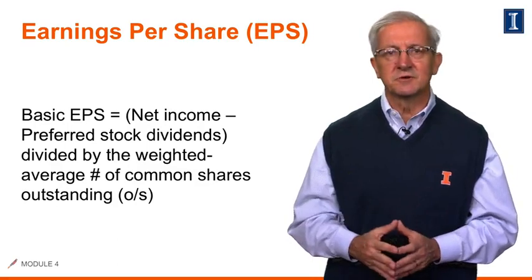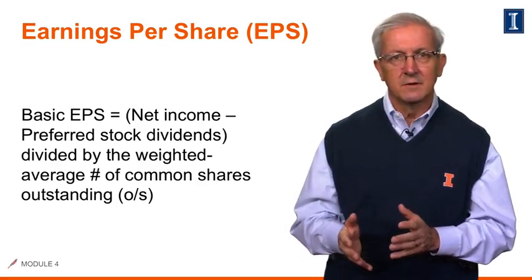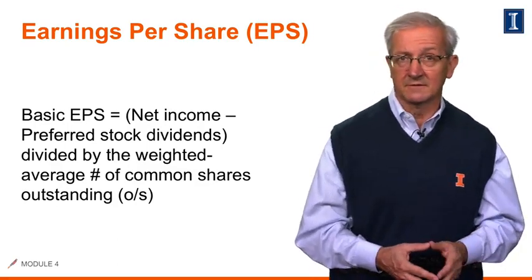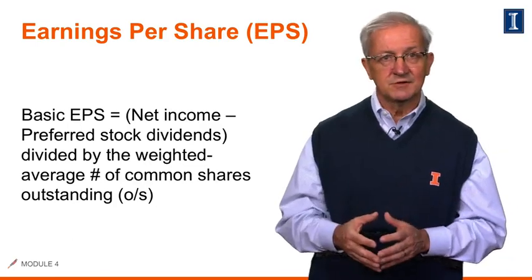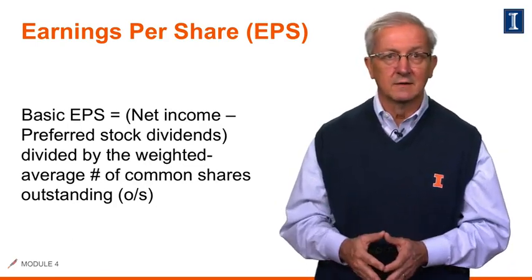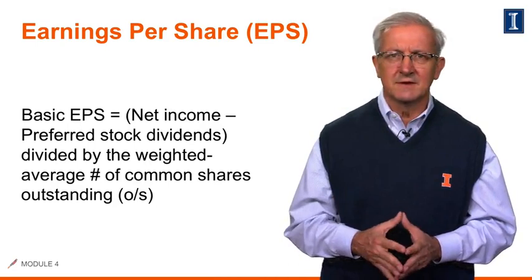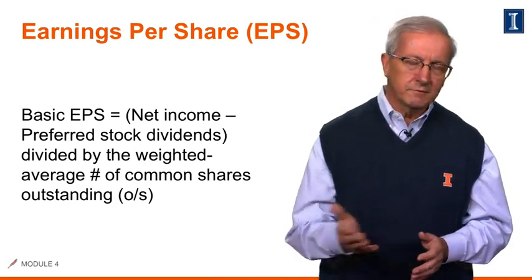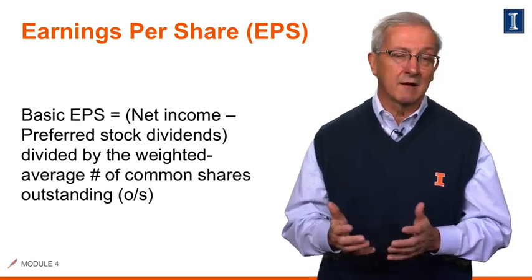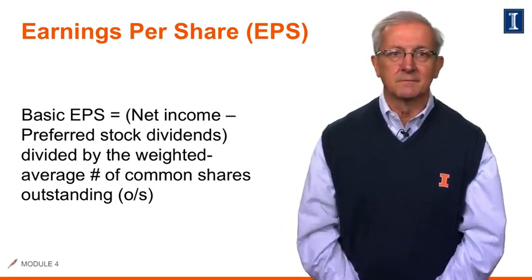So the primary earnings per share calculation is net income minus our preferred stock dividends divided by our weighted average of common shares outstanding. Does everyone think they understand this EPS calculation? I'm going to move over to the whiteboard now so we can illustrate how we calculated primary earnings per share.